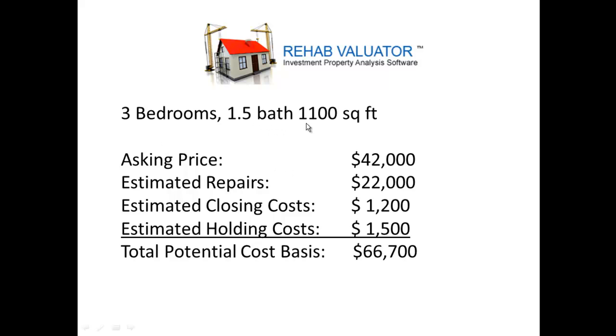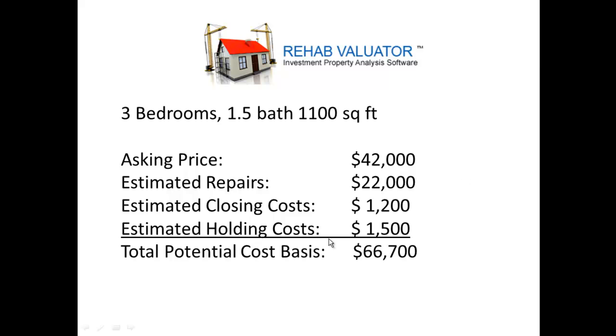3 bedrooms, 1.5 bath, 1,100 square feet. And I love brick ranchers. If you're going to own property, brick ranchers are awesome. The asking price was $42,000. I came in and estimated repairs to be about 22 grand, and that included putting in a new HVAC system, brand new shingle roof, upgrading the electrical service, putting in all new vinyl windows, redoing completely both of the bathrooms, refinishing the floors, painting, new light fixtures, insulation in the attic and in the crawl, new water heater, new appliances, a couple of other things.